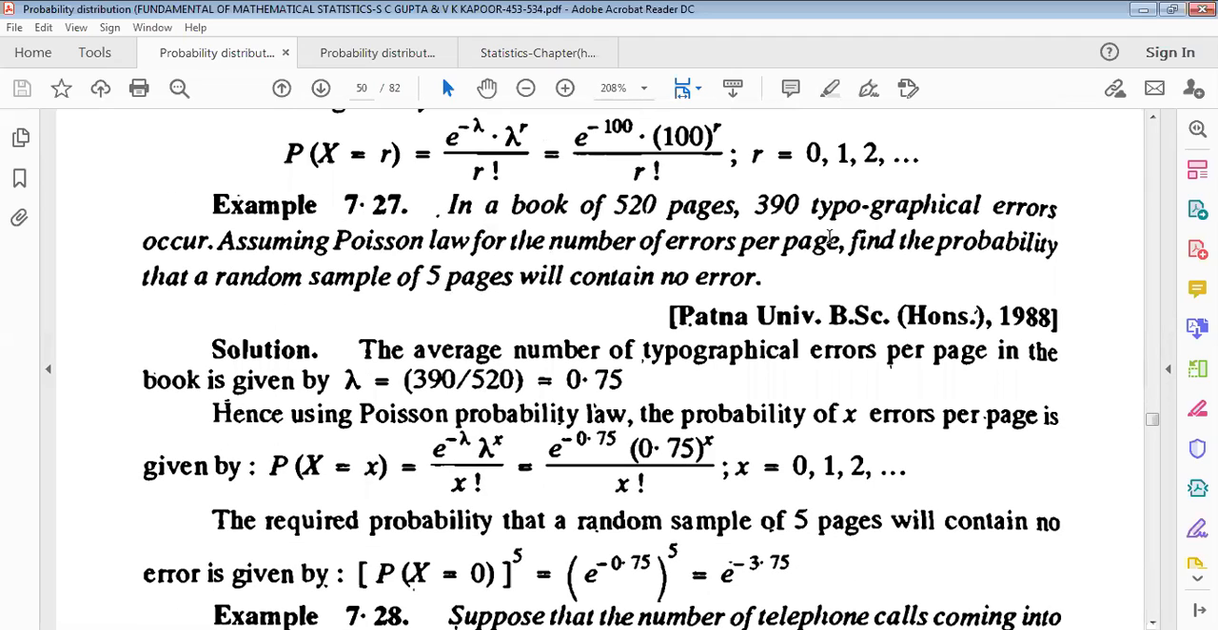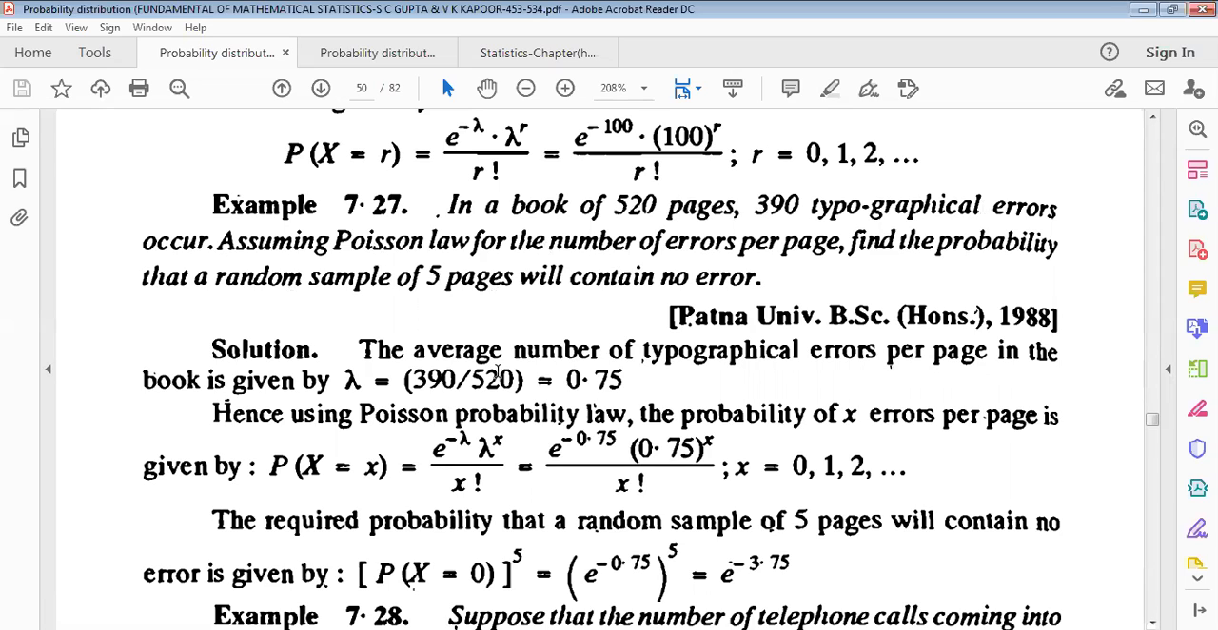Similar process, another example on errors in pages. We have studied an example like this. In a book of 520 pages, 390 typographical errors occur. Assuming the Poisson law for the number of errors per page, find the probability that a random sample of five pages will contain no error.